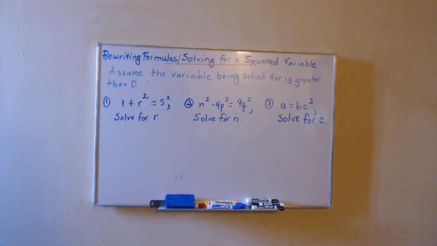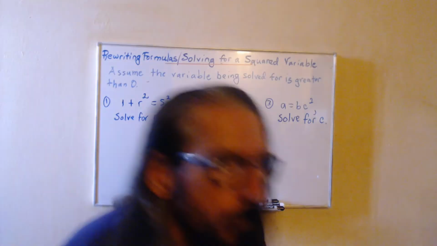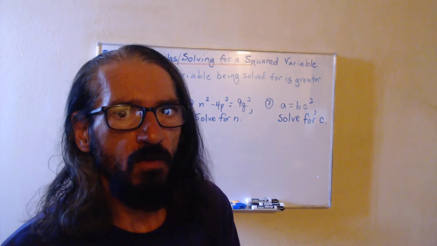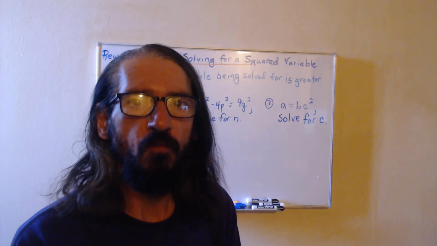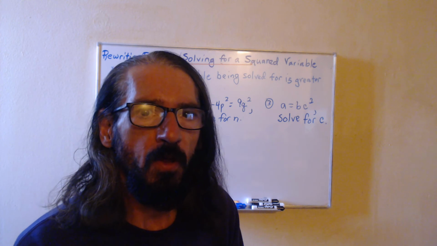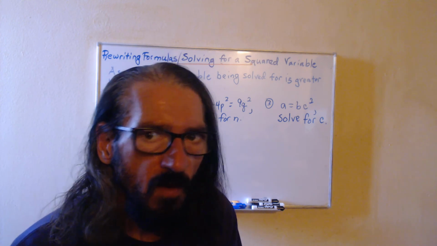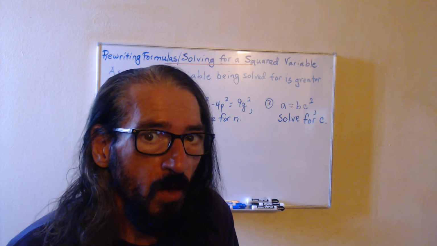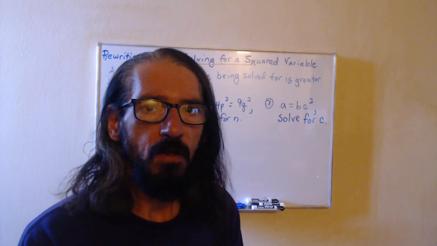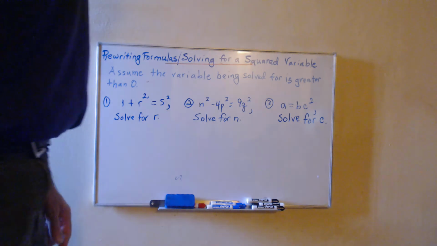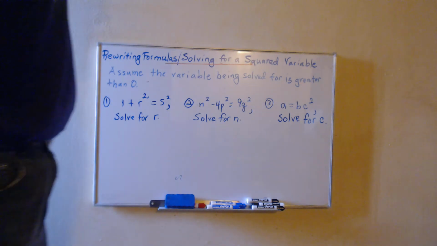Now later on, we might wish to apply something like factoring or completing the square or the quadratic formula to help in writing similar formulas to isolate a variable that's been squared. But for right now, all we need is the square root property. And so we need to take a look at what has happened to the variable.